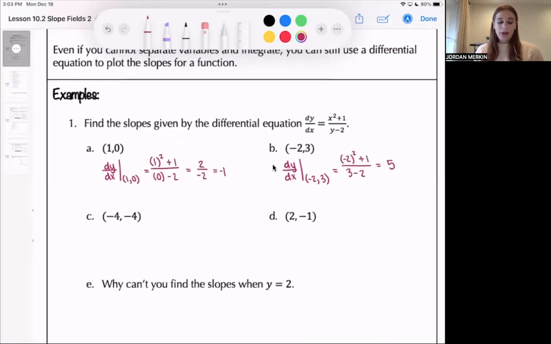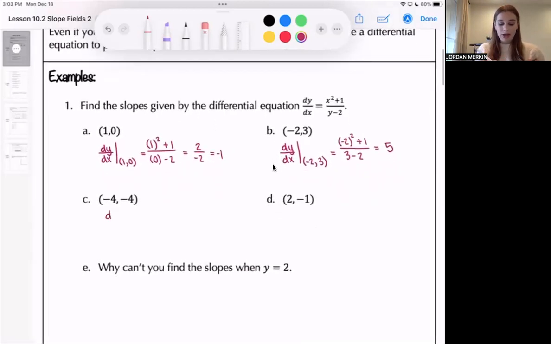Hopefully you had enough time to do that. We're going to do dy/dx evaluated at (negative 4, negative 4). We plug in negative 4 for x, negative 4 squared, plus 1, divided by negative 4 for y, minus 2. Negative 4 squared is 16, plus 1 is 17, over negative 4 minus 2, which is negative 6. So we get negative 17/6 for that one.